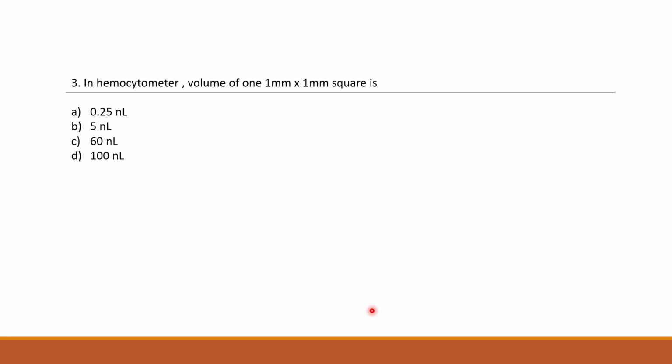So your third question, in hemocytometer, volume of one millimeter into one millimeter square is how much? A, 0.25 nanoliters, B, 5 nanoliters, C, 60 nanoliters, and D, 100 nanoliters. What is the answer for this?